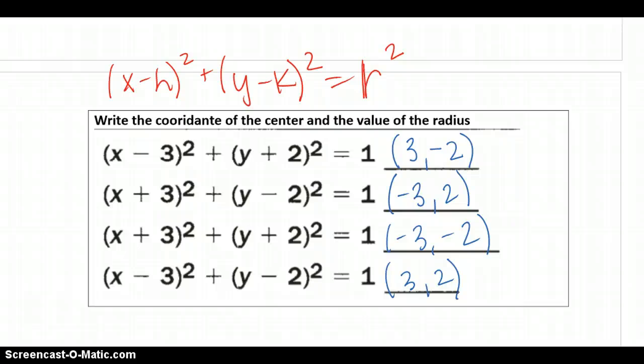What's our radius going to be in each one of these? What squared gives us 1? What times itself equals 1? Just 1. So our radius on all of these is 1. Should have made those more challenging. Okay, but questions about the sign of h and k? It can be a little confusing, so make sure you watch out for whether it's positive or negative.